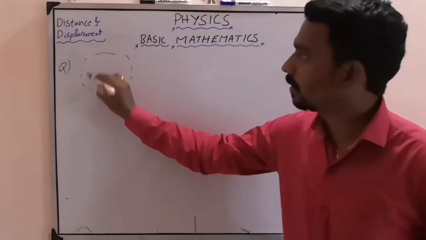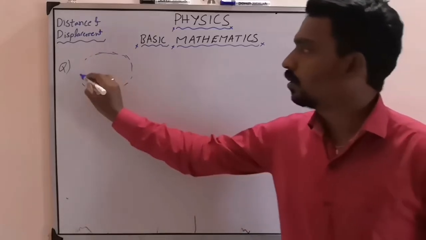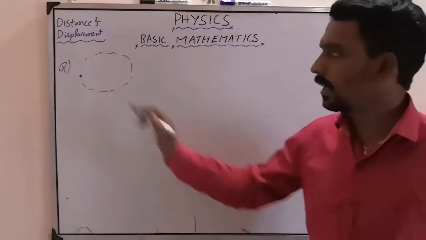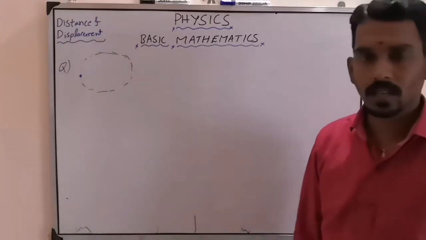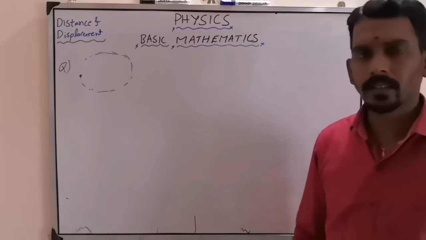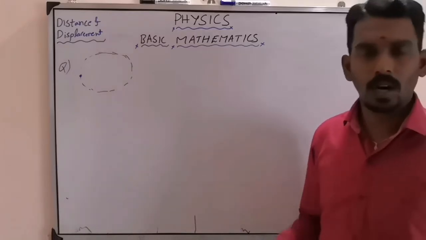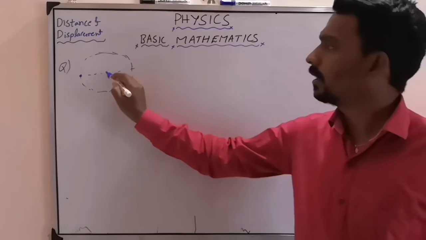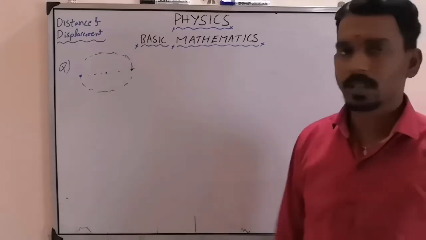So if you take, this is the circle. Now it started its journey at one particular point on the circumference. Then it traveled in one path. What path, we don't know. But it finally reached the diametrically opposite point.